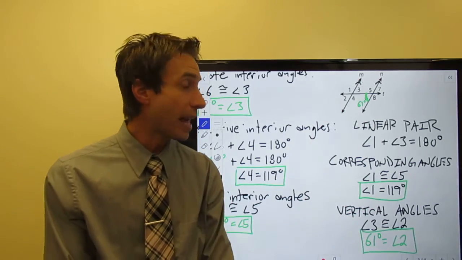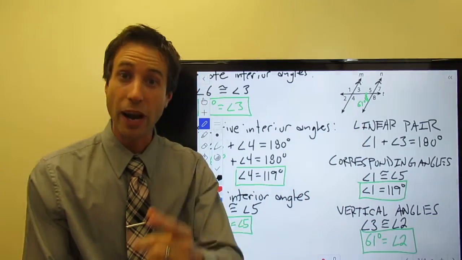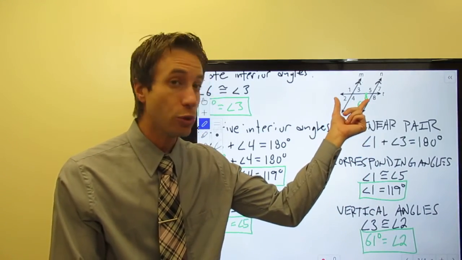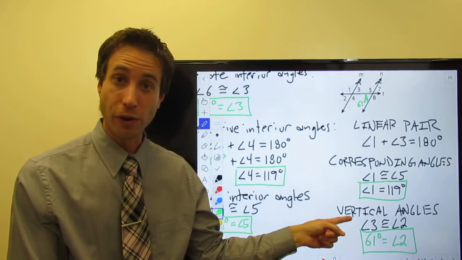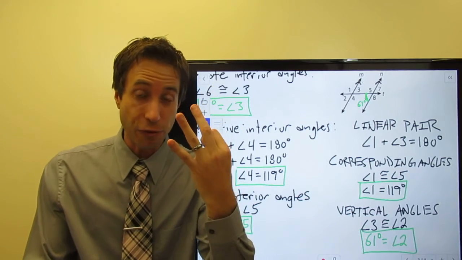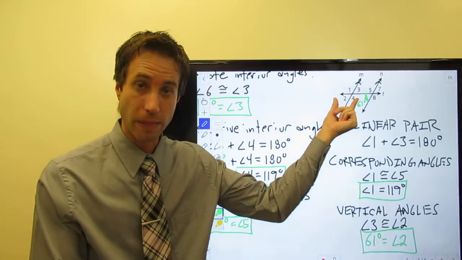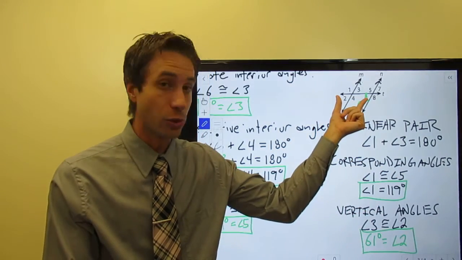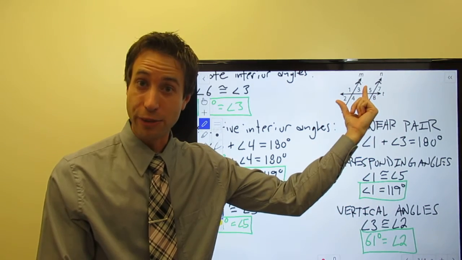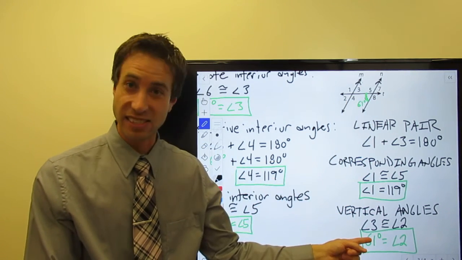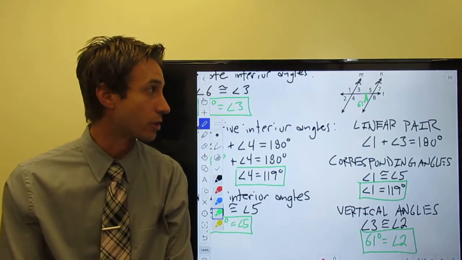So I could do vertical angles. Here's what else I could have done. I could have done 2 and 4 as a linear pair, or 2 and 6 as corresponding angles. I happen to do vertical angles. Do you see that? Three different ways to get the exact same answer. I could have done a linear pair, 2 and 4. I could have done corresponding angles, 2 and 6. I did vertical angles, 2 and 3. Either way, I'm going to get 61 degrees. Doesn't matter which way I do it. Angle 2 comes out to be 61 degrees.